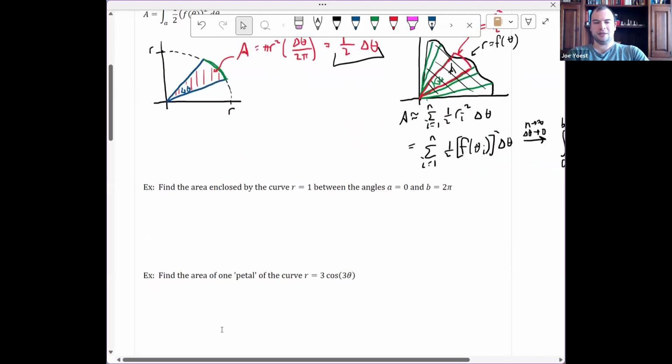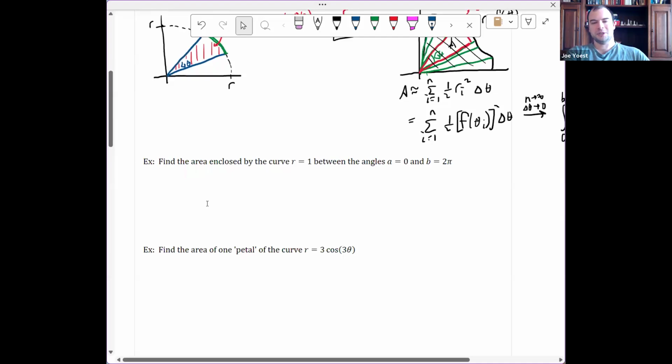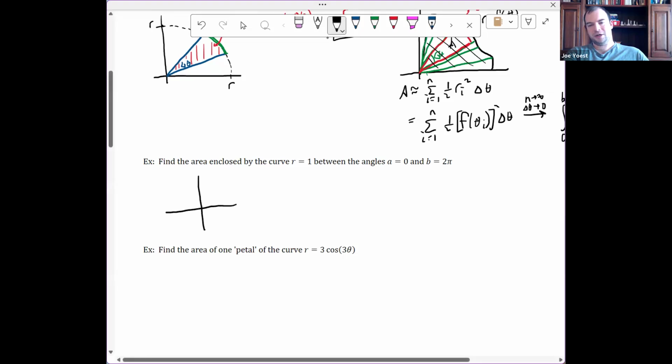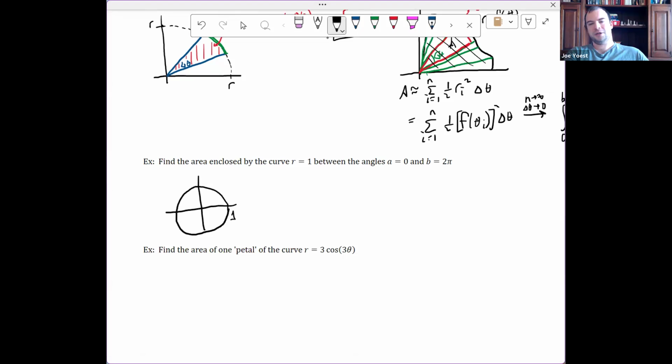Okay, let's do a small example. Find the area enclosed by the curve r equals 1 between the angles 0 and 2 pi. So this, of course, should just be the area of a circle of radius 1. r is just the constant function 1.